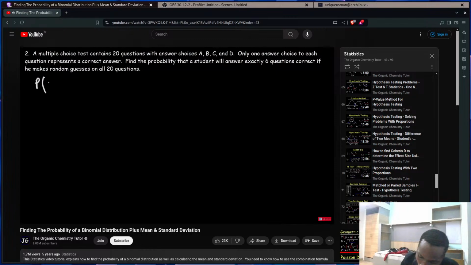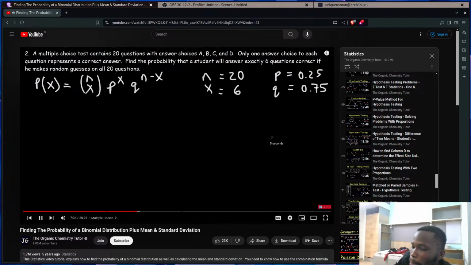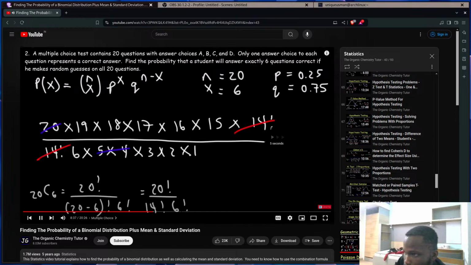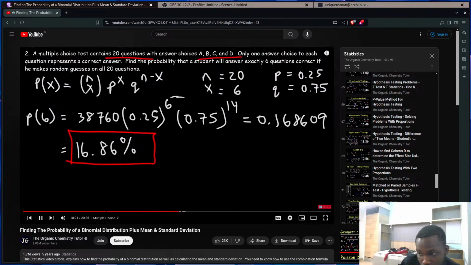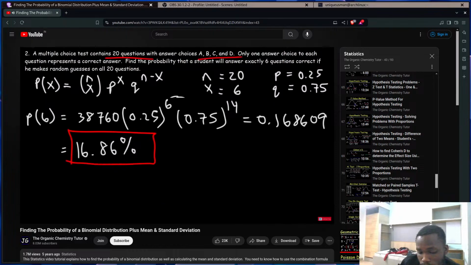So let's begin with the formula. It's going to be nCx times p raised to the 6 times q raised to the n minus x. I made a mistake. If I take 5 answer choices, p and q will be different. If there were 5 answer choices, p will be 0.20.